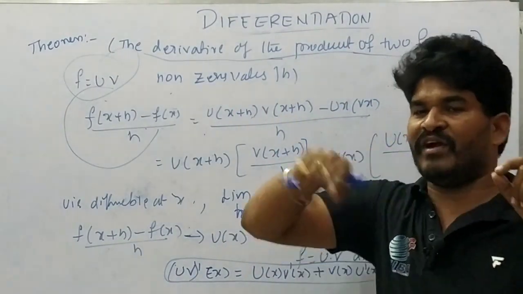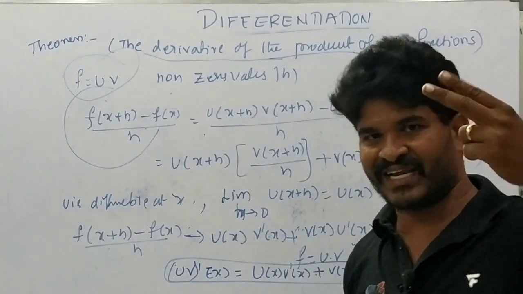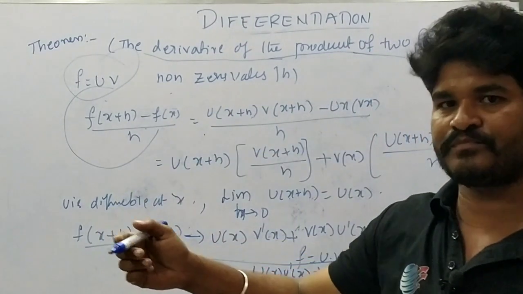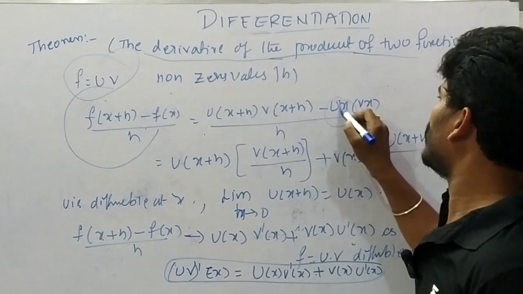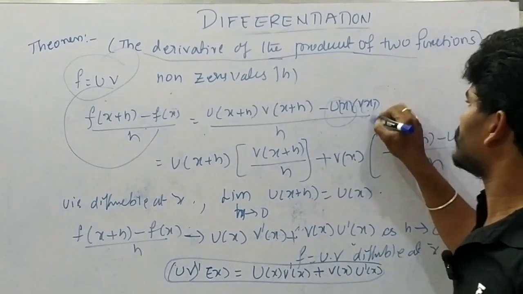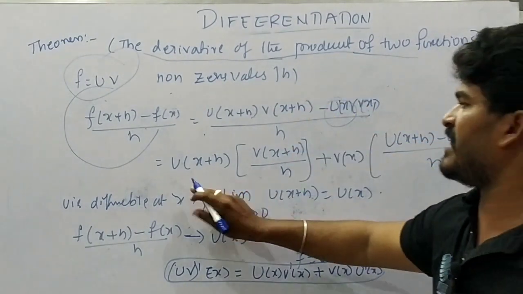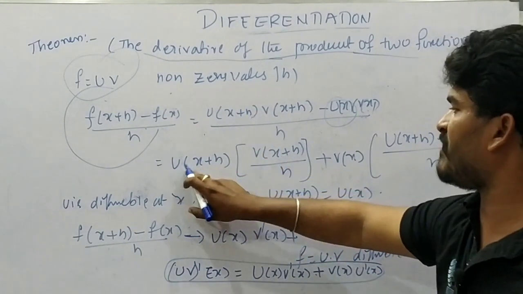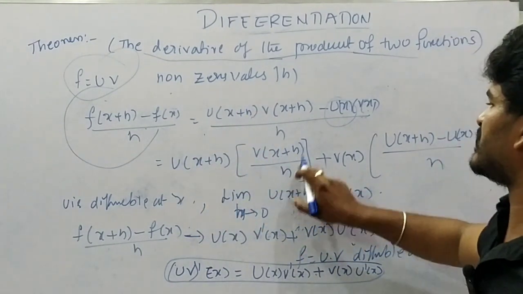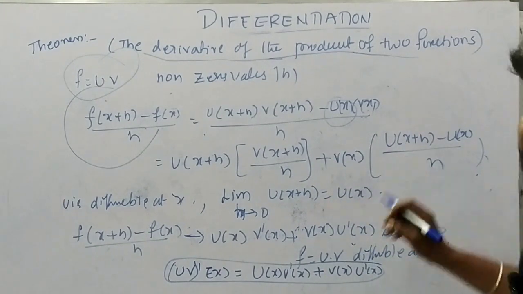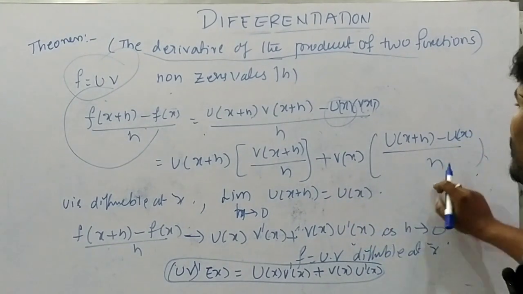First function is u(x+h), second function is v(x+h). The same way, u(x) next to v(x). So this is the function divided by h. Therefore this is written as u(x+h)·[v(x+h) - v(x)] divided by h plus v(x)·[u(x+h) - u(x)] divided by h.